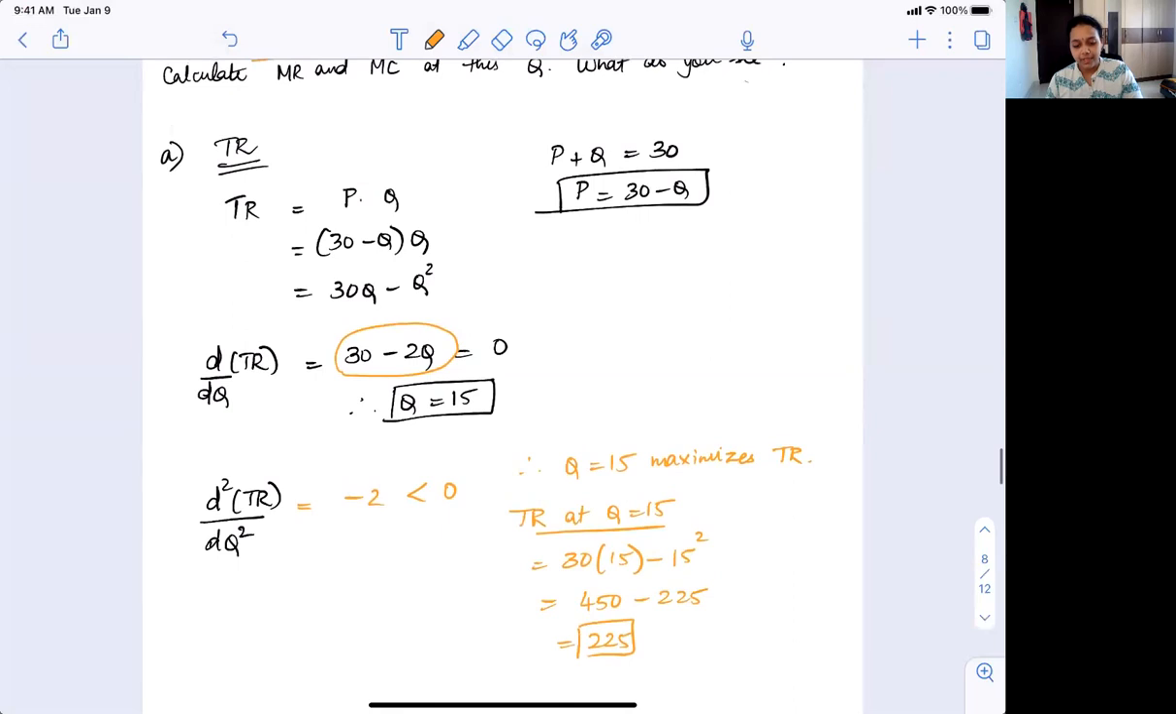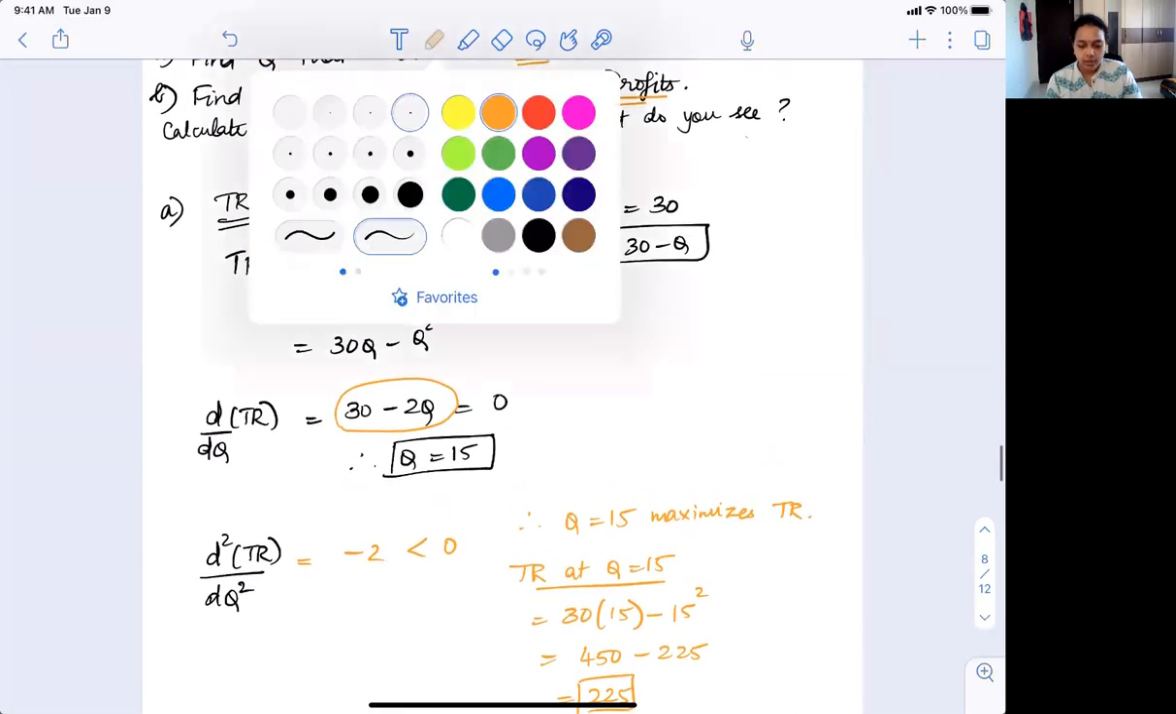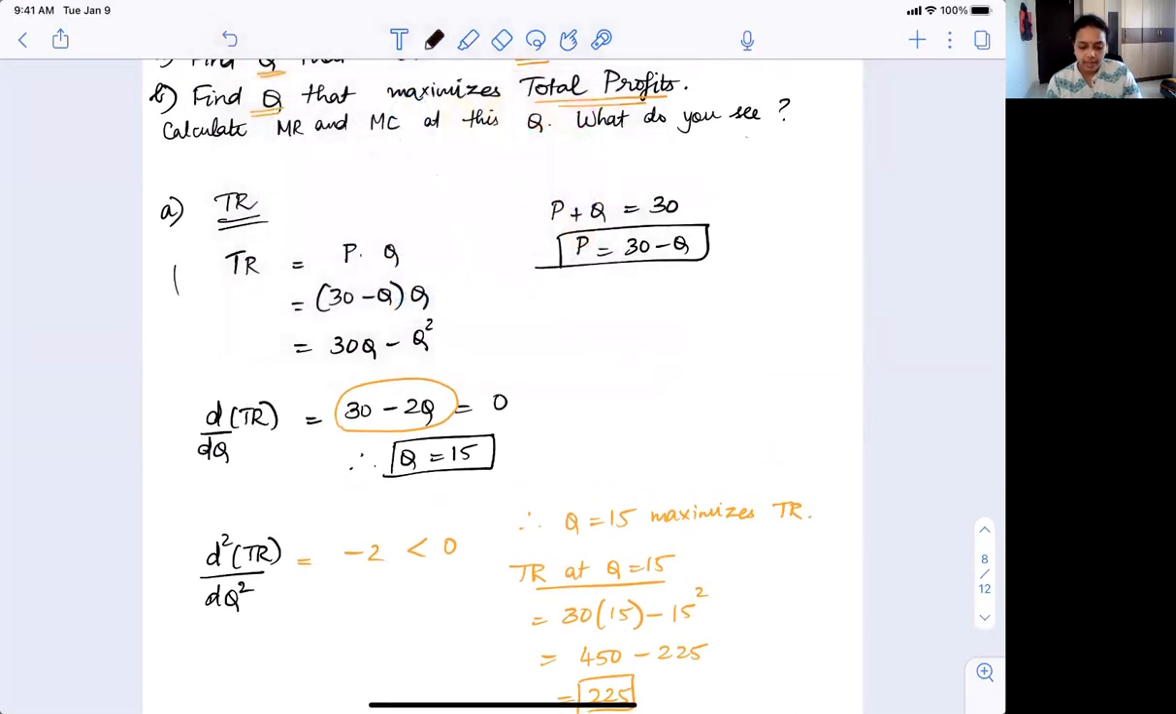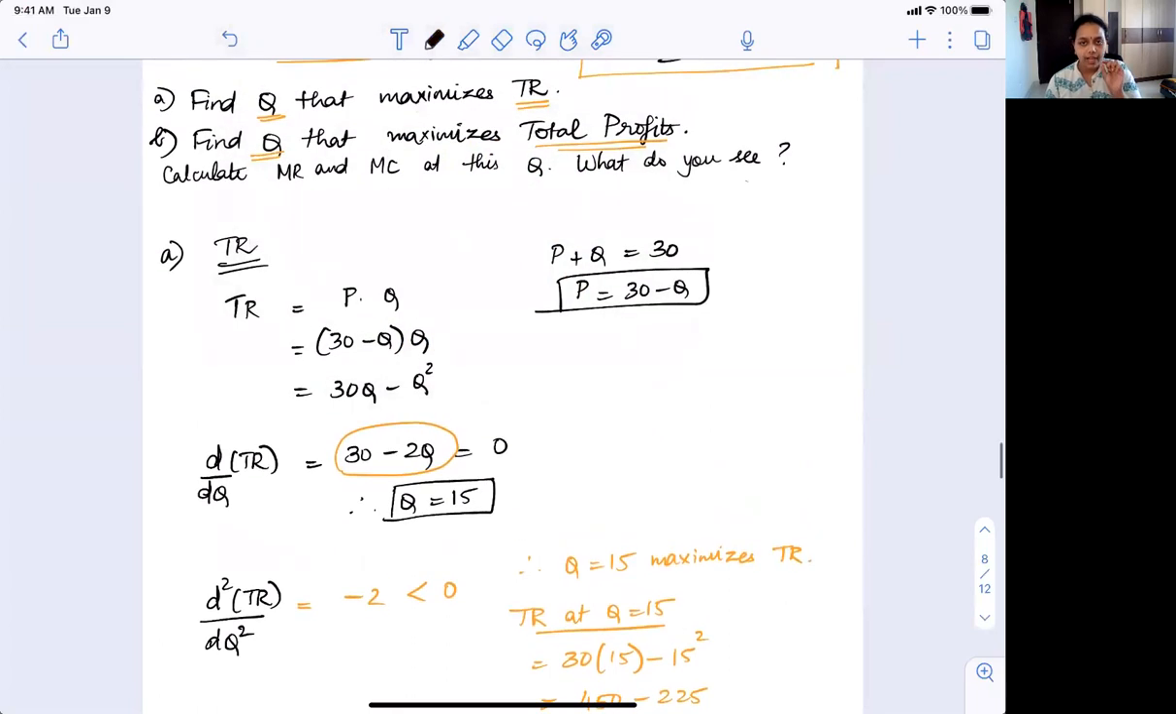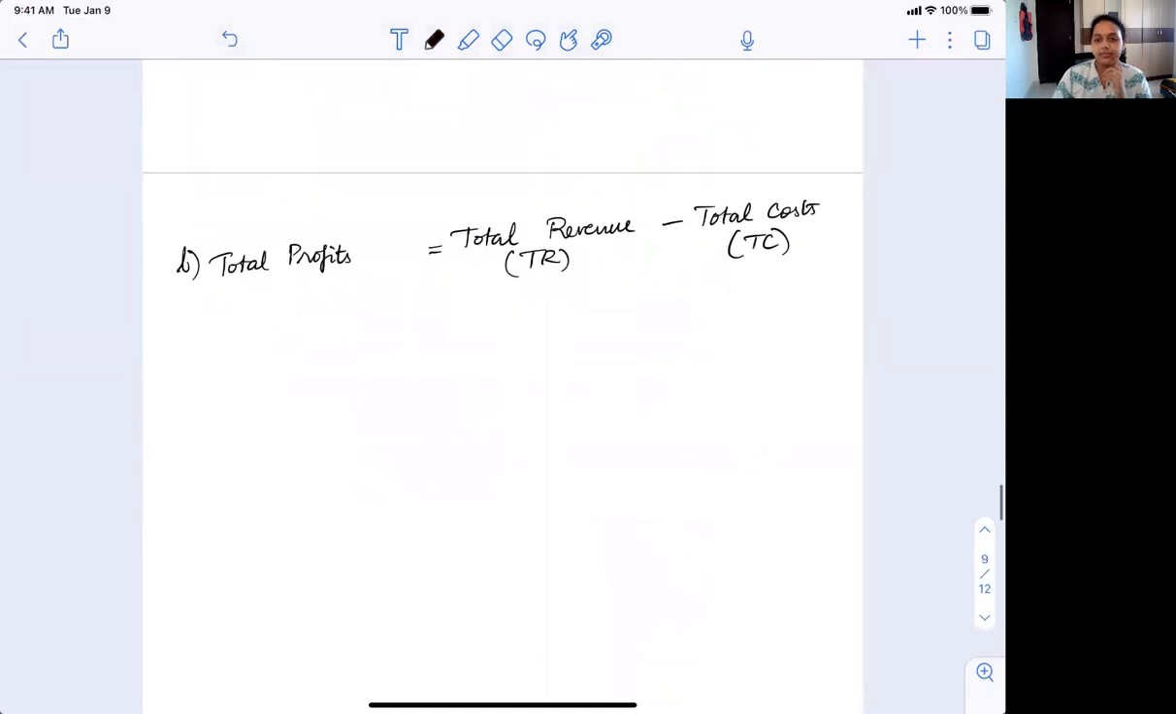So that's how you solve the first part of the question. Now let's go ahead and solve the second part, where we want to find Q that maximizes total profits. Okay, so we all know that total profits are given by total revenue minus total costs. And in economics, you'll often see this notation of profits being written as pi of x or pi of Q here. So pi here is just a notation that you'll see economists using to denote the profit function.